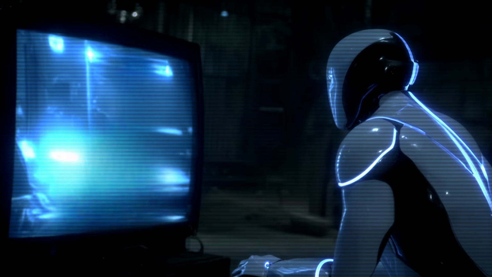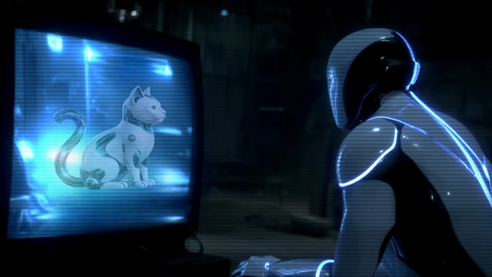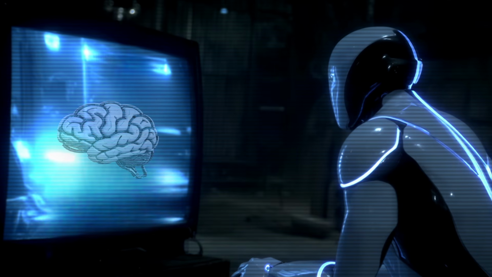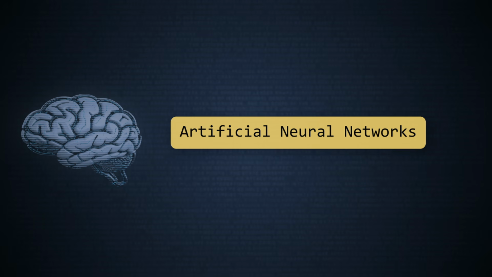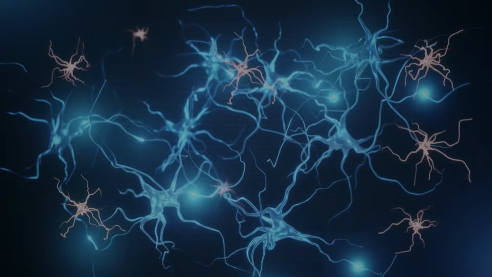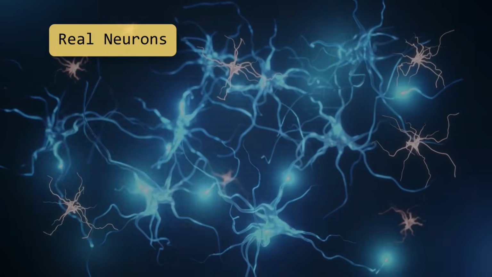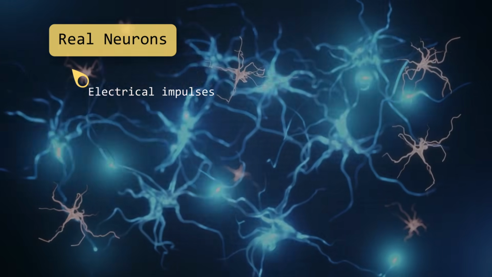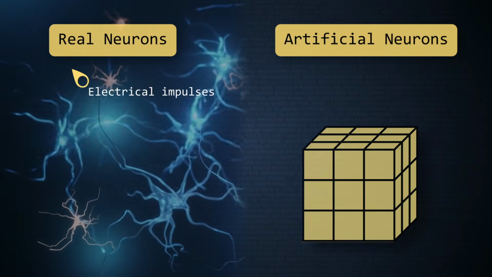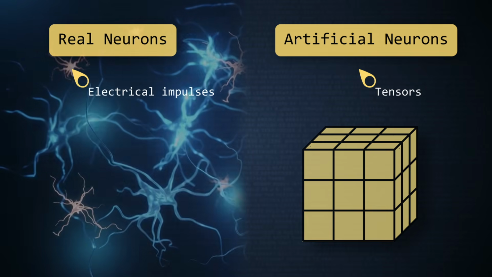Imagine training a machine to recognize pictures. Simple for humans, complex for computers. How do we bridge this gap? With artificial neural networks, mathematical structures inspired by the brain. Neural networks are composed of layers of artificial neurons. Real neurons exchange signals in the form of chemicals or electrical impulses. By contrast, artificial neurons exchange tensors, grids of numerical data.